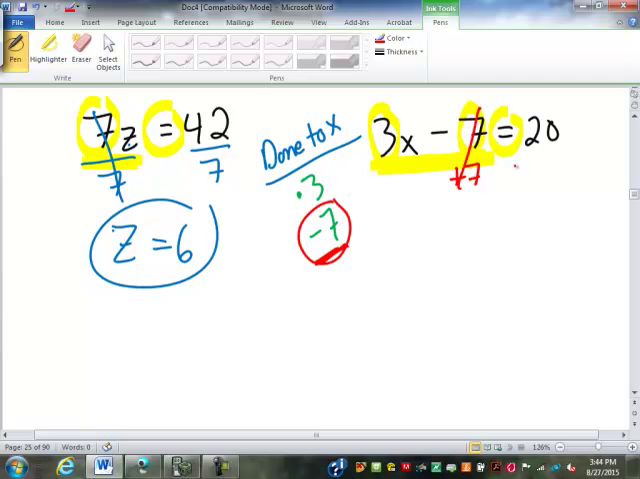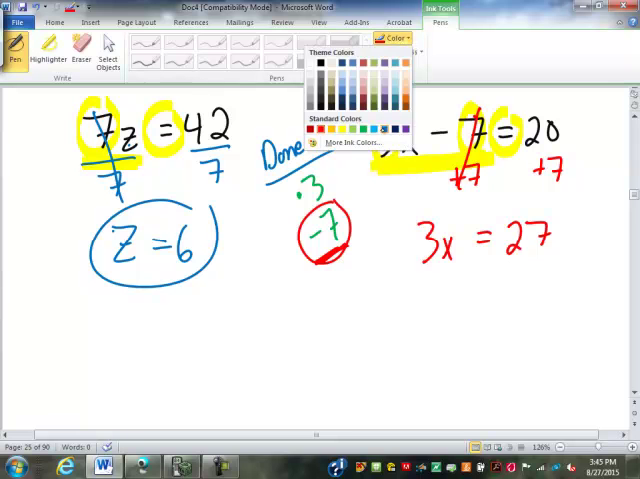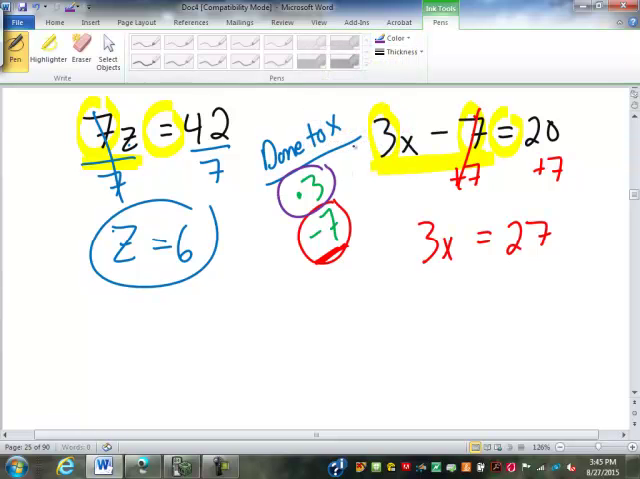Add 7 to both sides. Very good. So that's gone, leaving us with 3x. 20 plus 7 is 27. Now what? Divide by 3. So x equals 27 divided by 3 is 9.